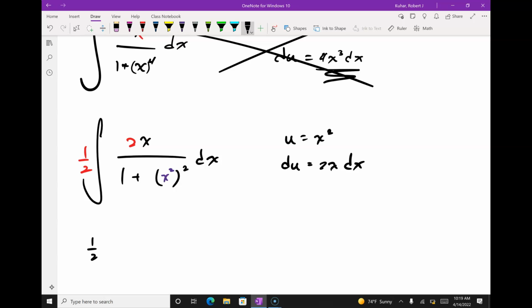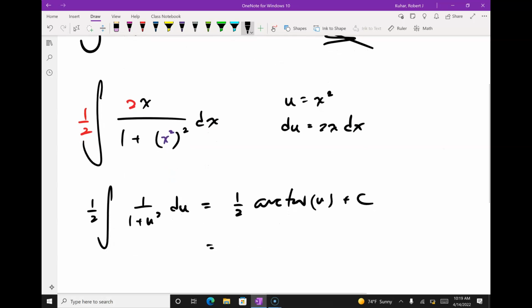So now I have 1/2 of the integral of 1 over 1 plus u squared du. So it's 1/2 of the arctan of u. And u is x squared.